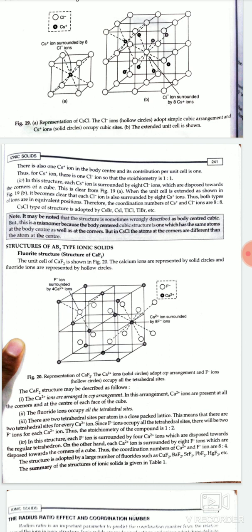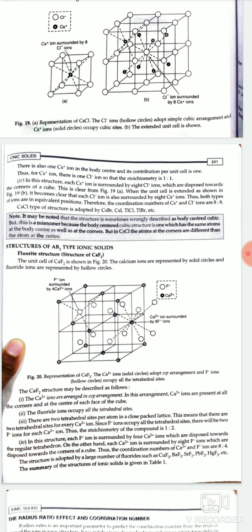Fourth point, in this structure, each Cs+ ion is surrounded by 8 chloride ions which are disposed towards the corners of a cube. This is clear from the figure. When the unit cell is extended as shown in the figure, it becomes clear that each chloride ion is also surrounded by 8 Cs+ ions. Thus, both types of ions are in equivalent positions. Therefore, the coordination numbers of cesium and chloride ions are 8:8. Cesium chloride type of structure is adopted by CsBr, CsI, TlCl, TlBr, etc.